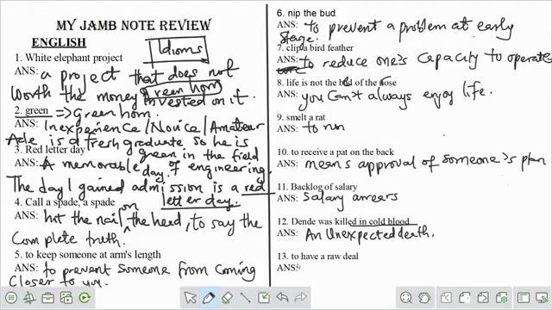So a deal that is raw. You should know that. If you know it, drop it in the comment section. To have a what? A raw deal. So a raw deal means what? An unfair or harsh treatment. So that's a raw deal. Let's go to the next slide.